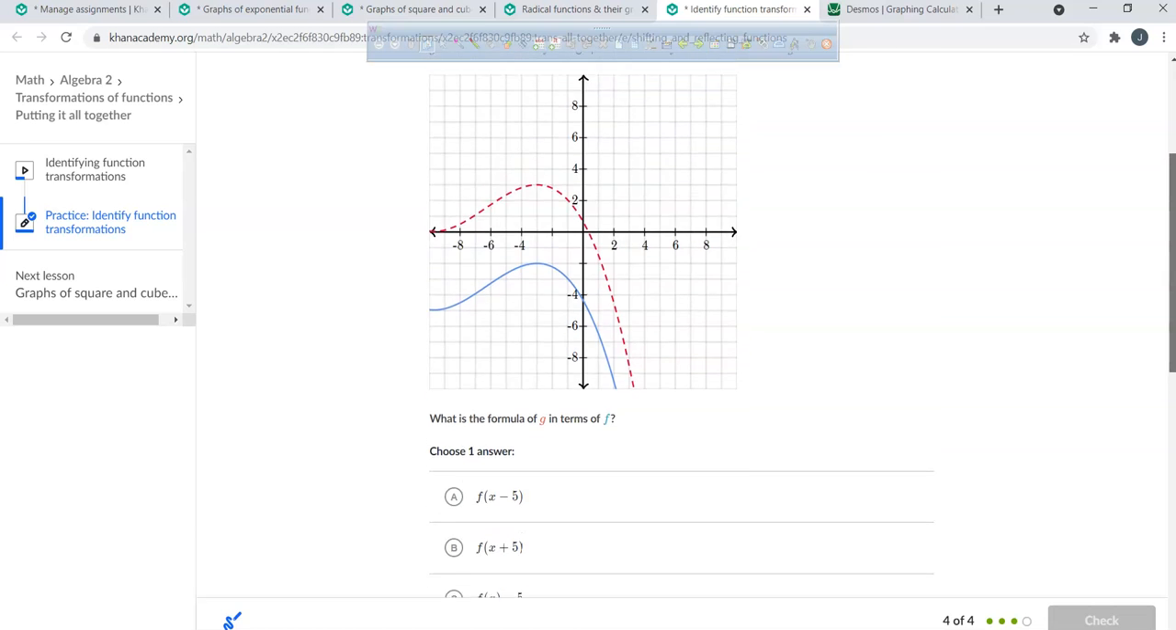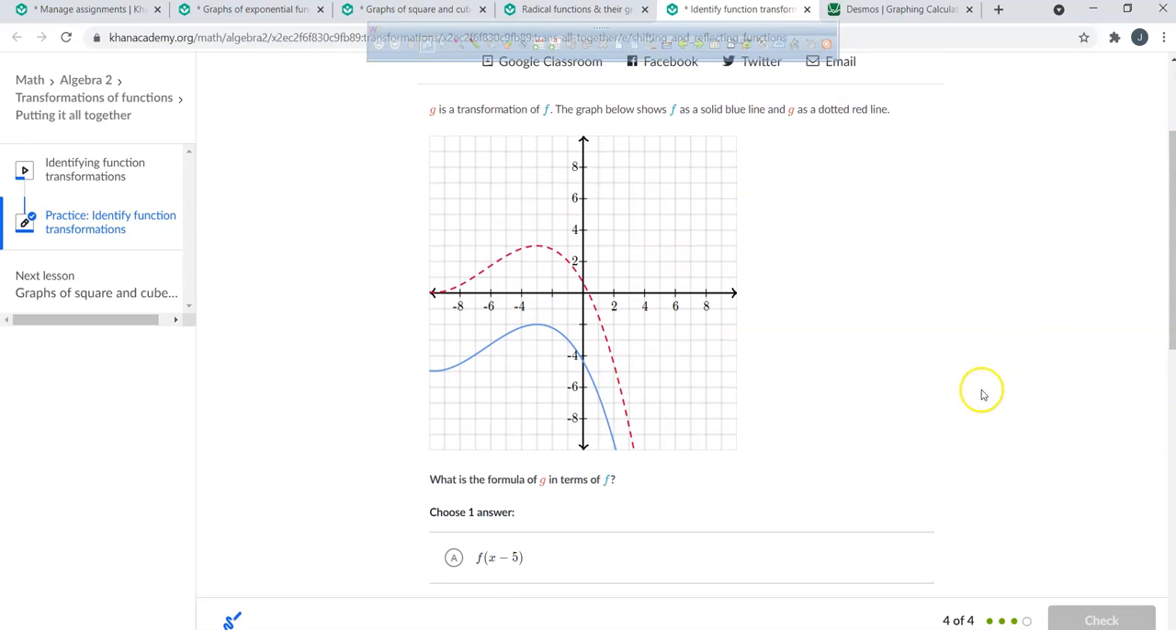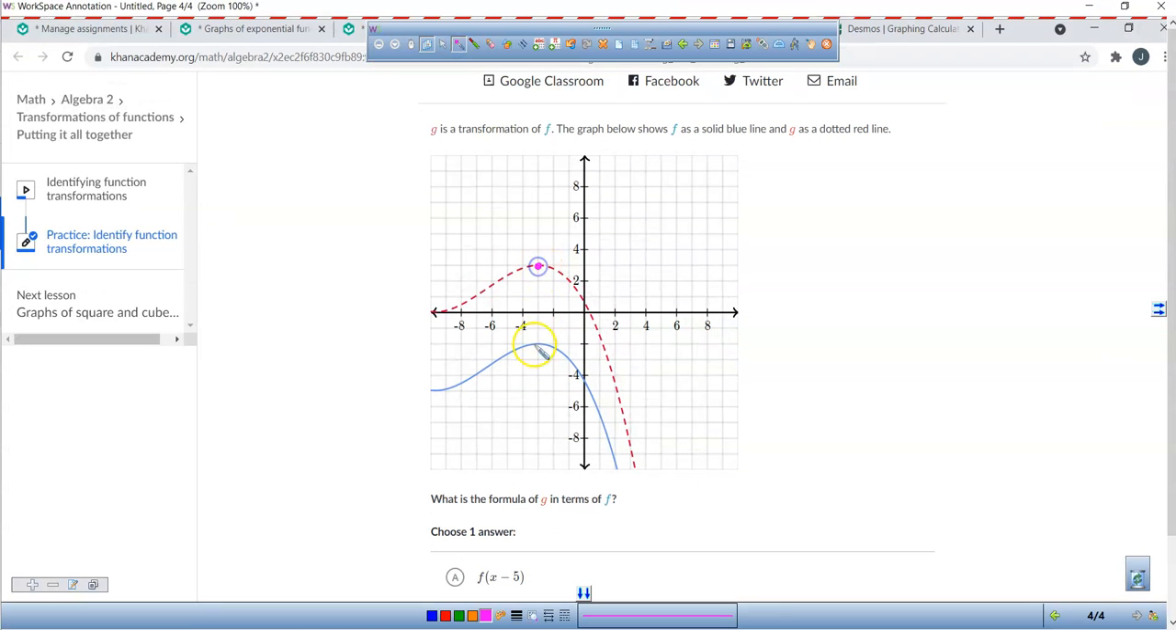Last problem. Let's take a look. Would you guys agree that these look very similar in shape? Okay. Do they look like they've been stretched vertically or horizontally? Mm-mm. So we look for this point right here, and we look at this point right here. And remember, we're looking for what? G in terms of f. This is the old graph. This is the new. So what would you guys say happened?